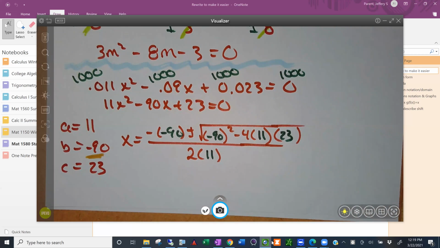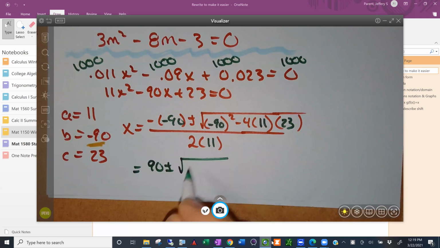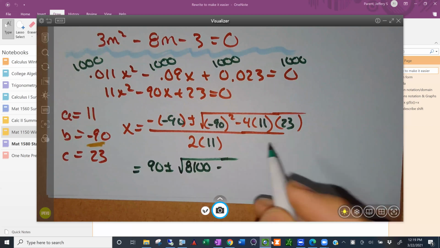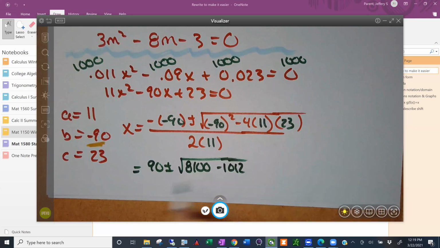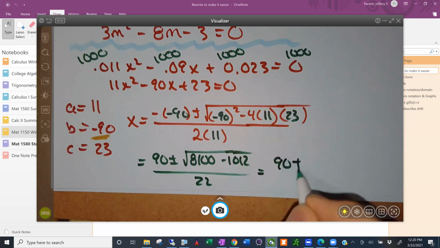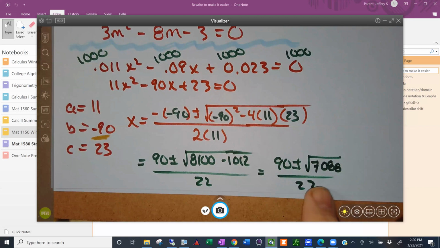So, okay. Double negative here gives me 90 plus or minus the square root of 8100 minus 44 times 23, which is 1012, over 22, or 90 plus or minus the square root of 7088 over 22. Not exactly a user-friendly number.